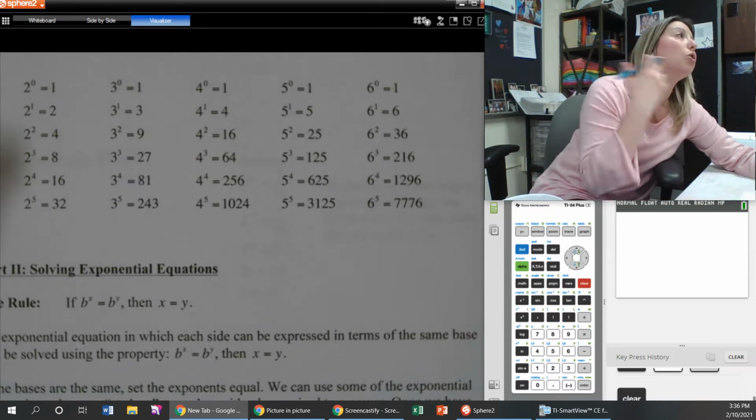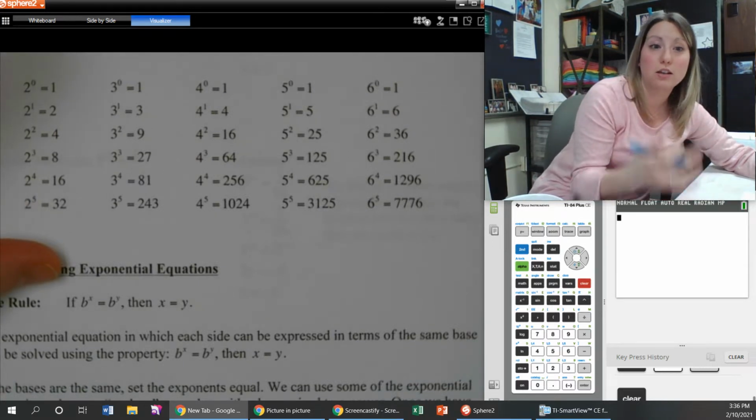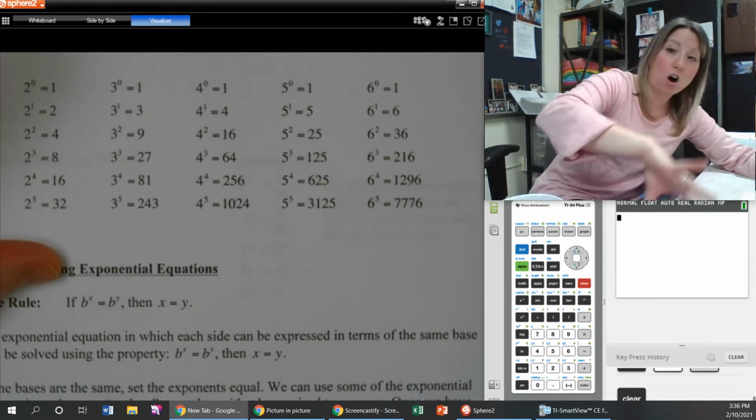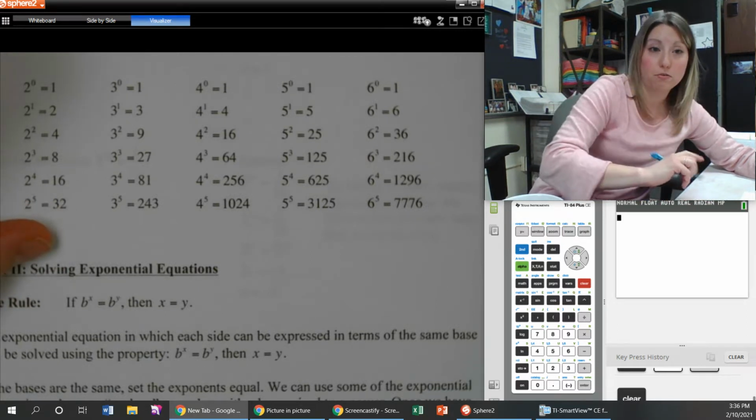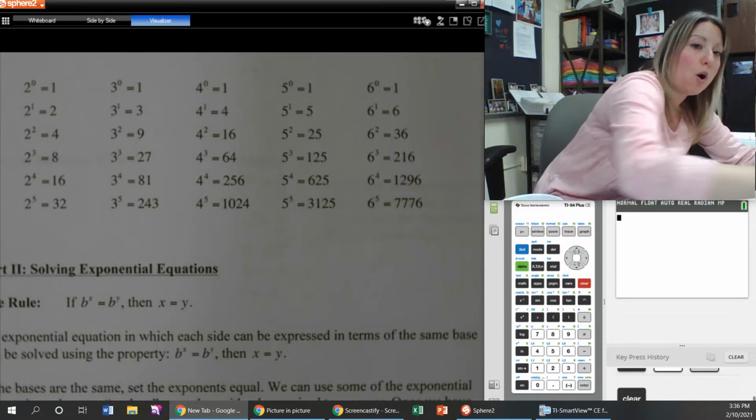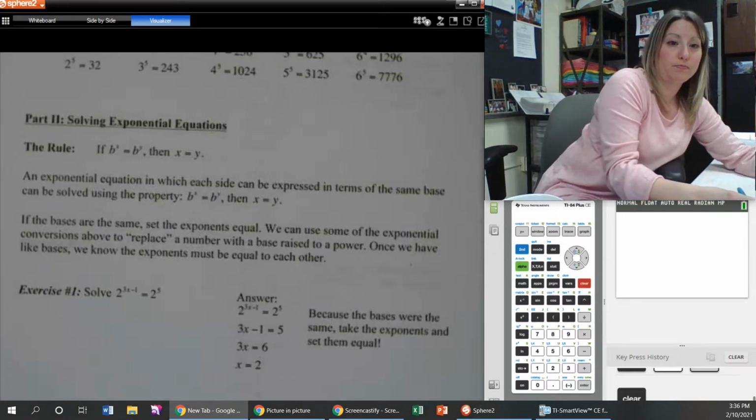So I'm going to give you a whole bunch of exercises here that I already have done off to the side in an explanation, but I'm going to do them in front of you so you have an idea of what these things look like.